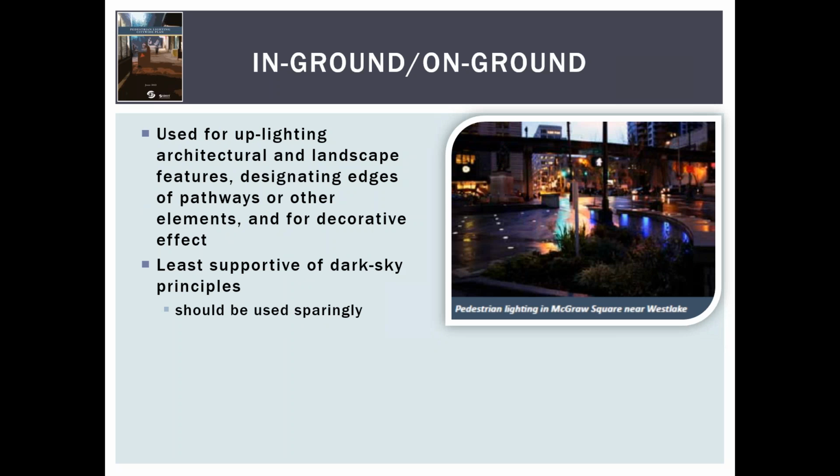In-ground and on-ground lighting is used for uplighting. I have to say that the in-ground lighting is probably the least effective and least supportive of the dark sky principles, and should be used sparingly. It also is going to be the highest maintenance, and is typically used for decorative light. Many times uplighting is used for trees and other areas, but it does not really provide the type of light to light the crossing areas or other areas other than for aesthetics.